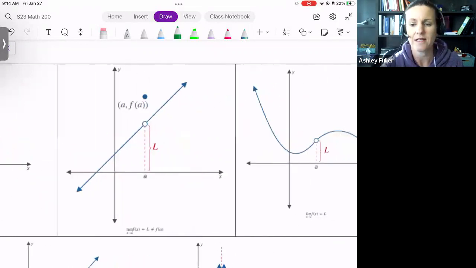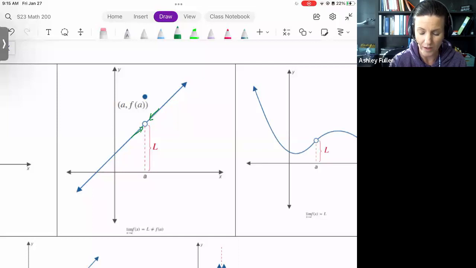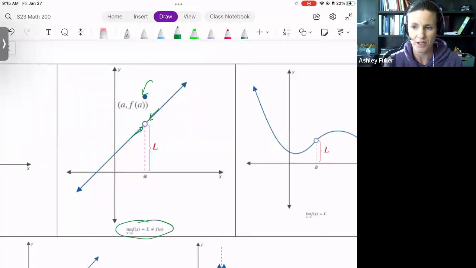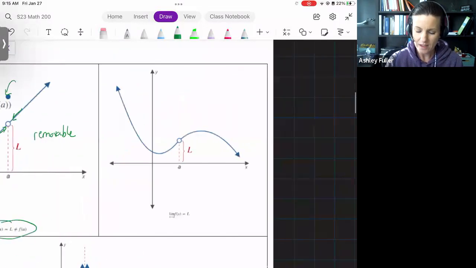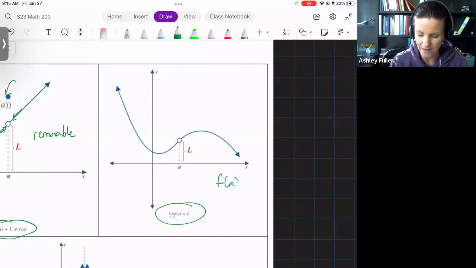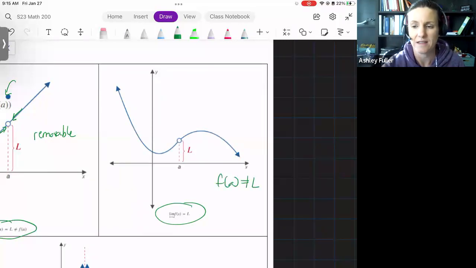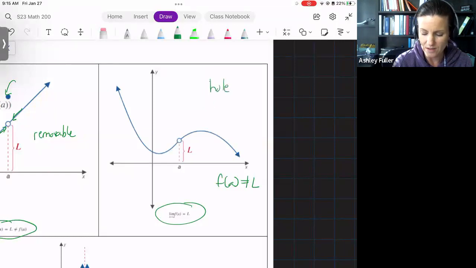In contrast, the second graph has a hole at A, and the difference is while the limit does reach the same point, the function itself does not equal that limit. So when the limit does not equal the same value as the function at that point, it is discontinuous, and this is a removable discontinuity. Here we also have a hole in the graph. Notice that the limit equals L, but the function itself, f of A, does not equal L. It's not defined at that point. Again, it is a hole and is removable.